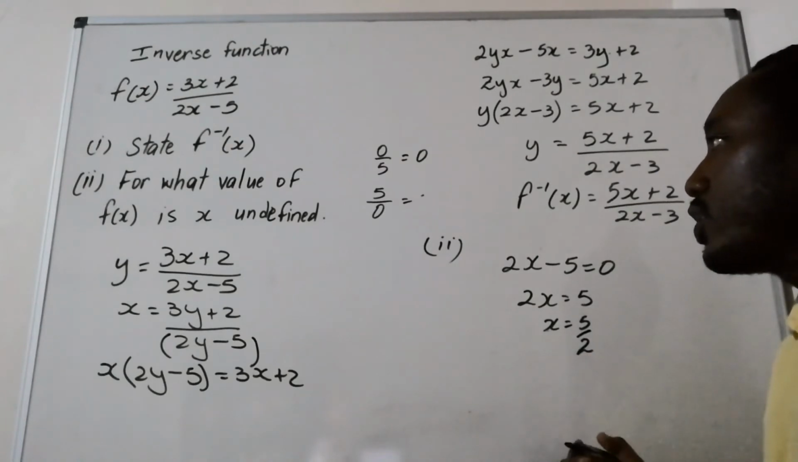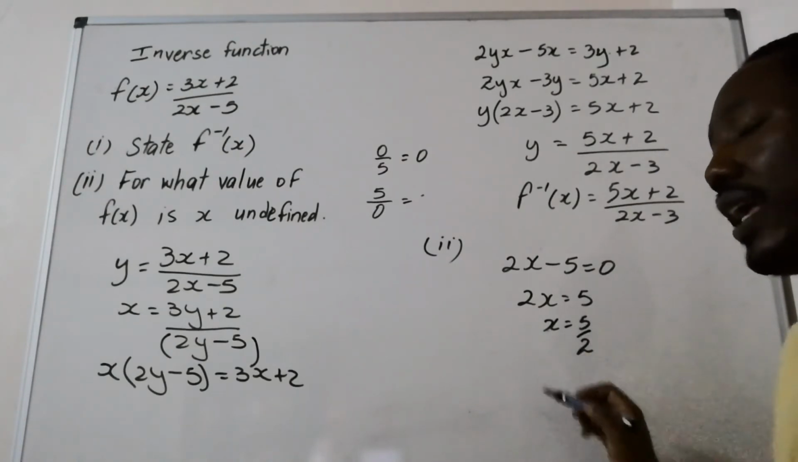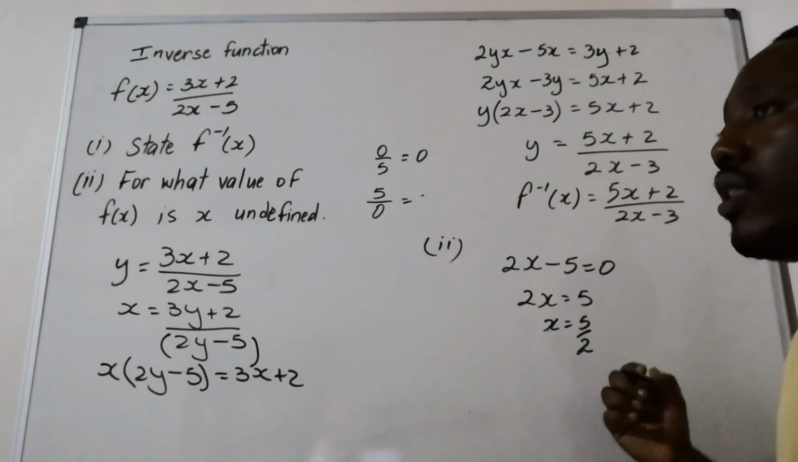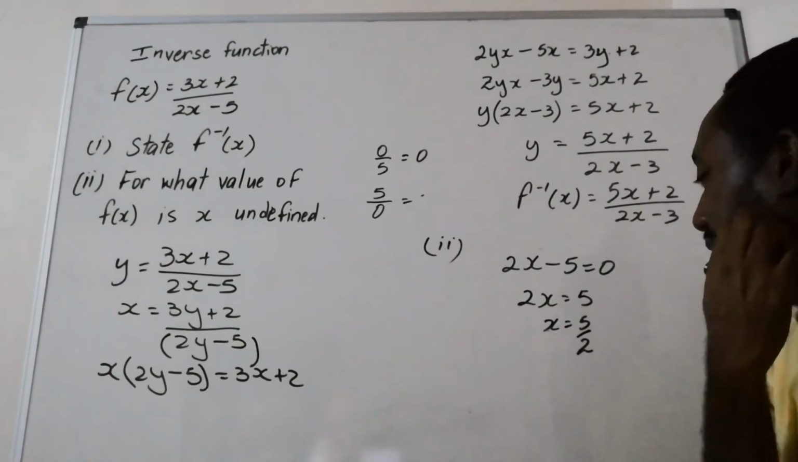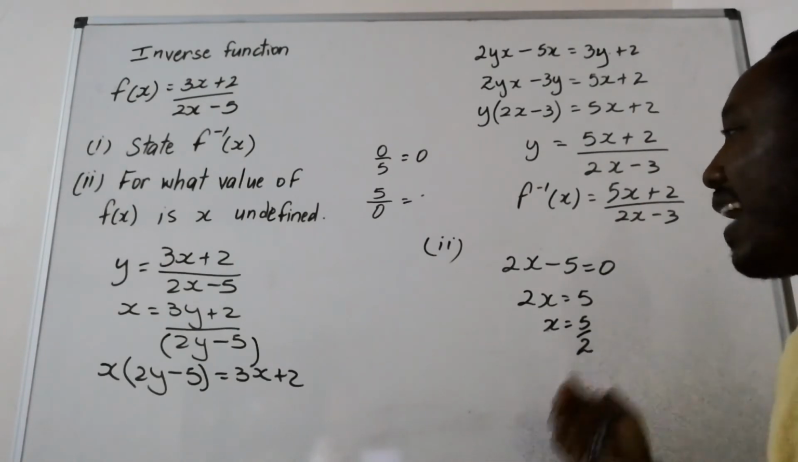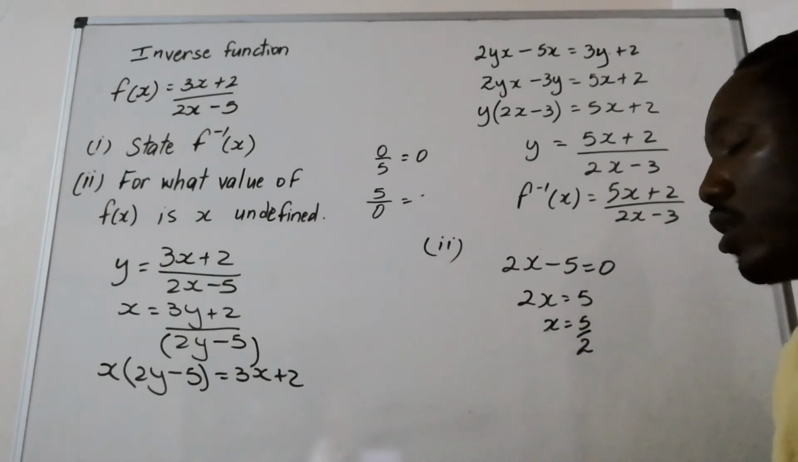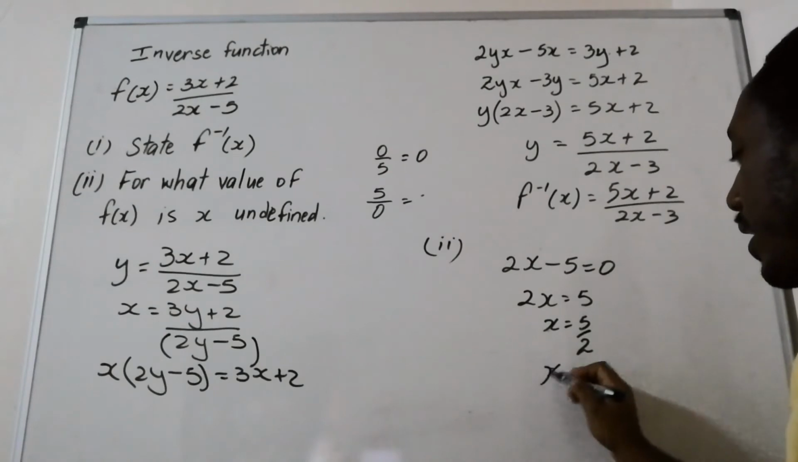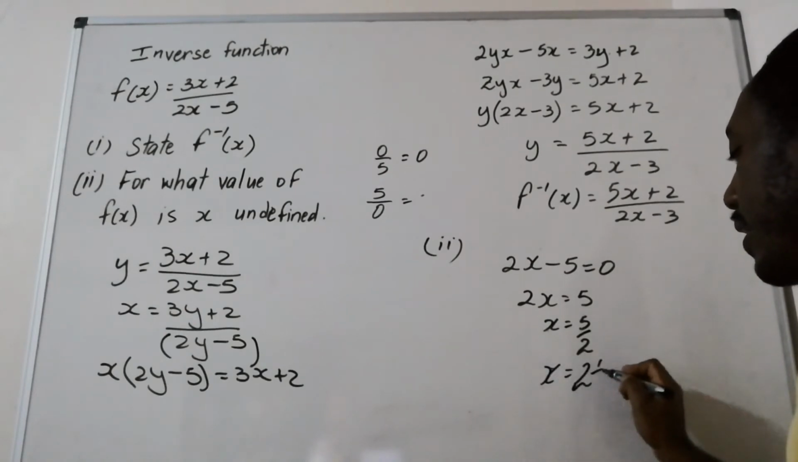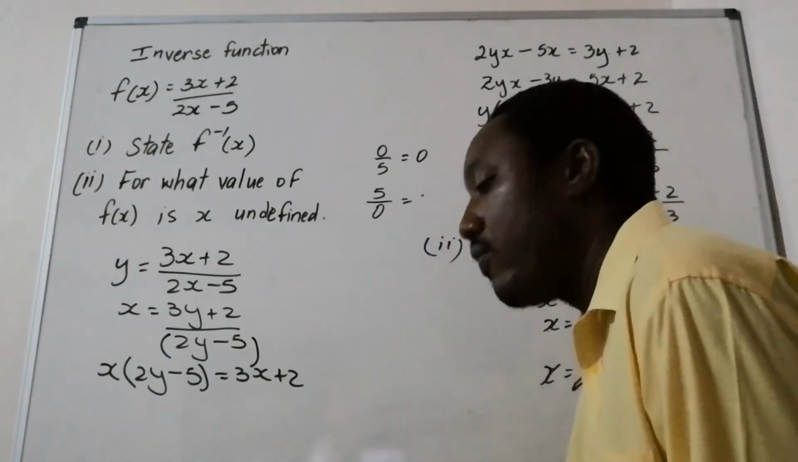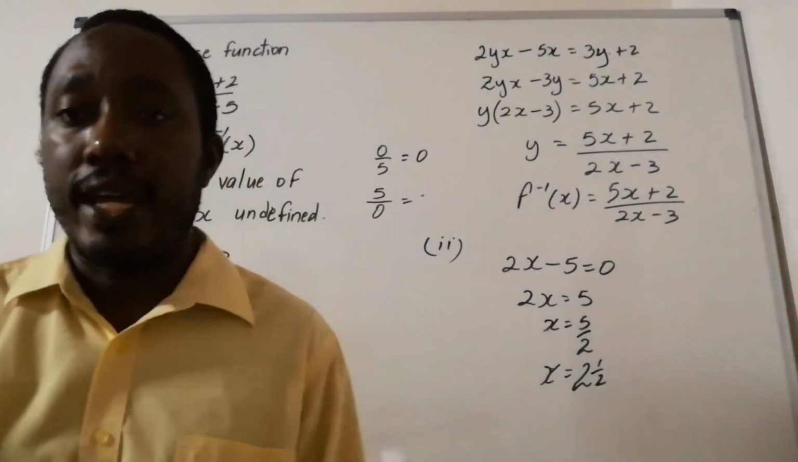So the function f of x is undefined. There is no y value when x is equal to 5 over 2, or when x is equal to 2.5. So at that point, our function is undefined.